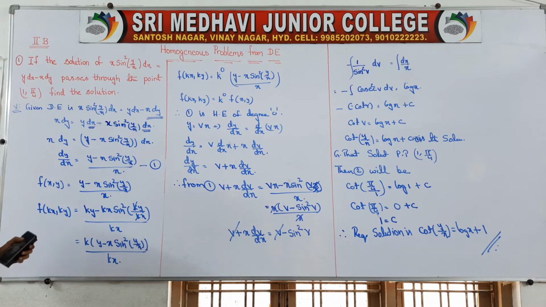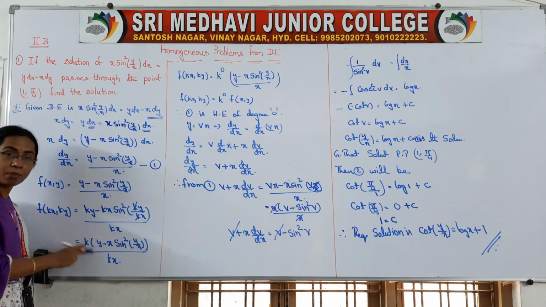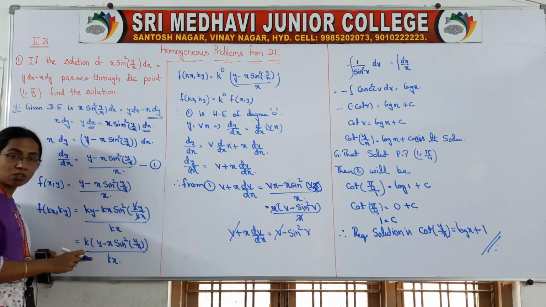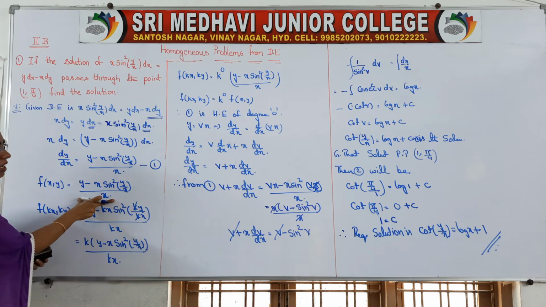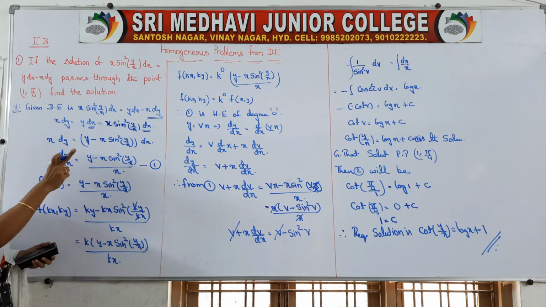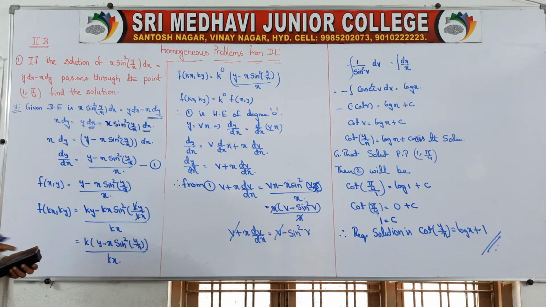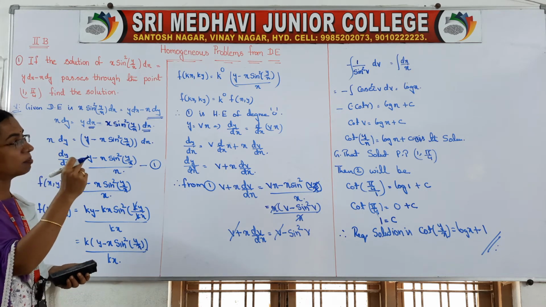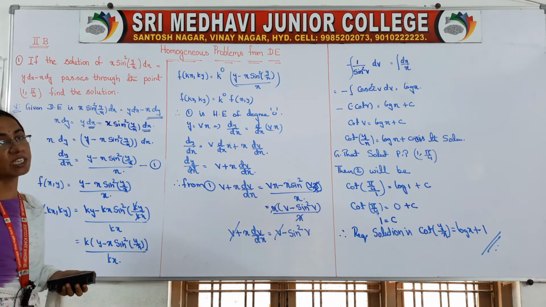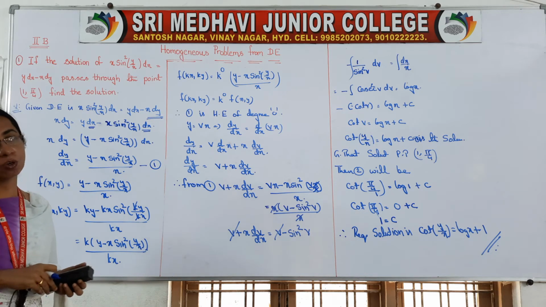Now using a^m by a^m, we get k^1 by k^1, that is k^(1−1), that is k^0. And if you observe the remaining expression, that is exactly our f(x, y). So it satisfies the homogeneous condition. If any function can be written in the form f(kx, ky) = k^0 f(x, y), then it is called a homogeneous equation of degree 0.